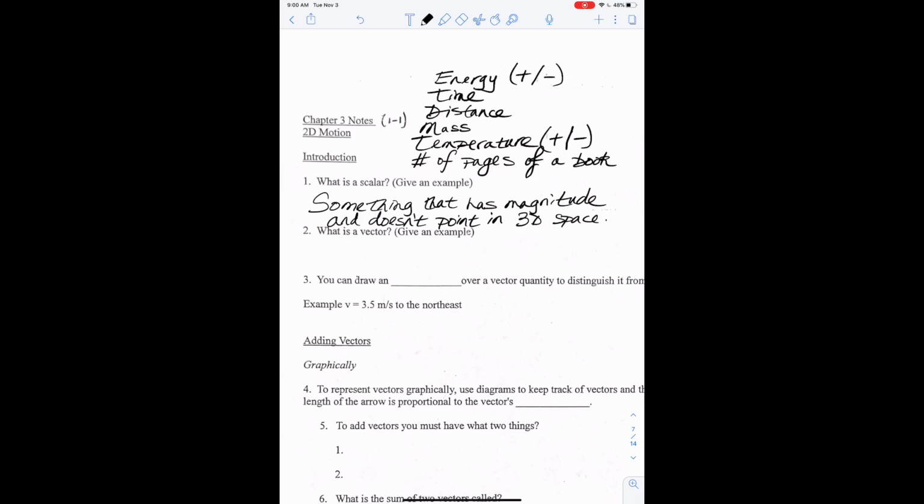And I think sometimes students think, well, that's what makes it a vector, if it can be negative, and that's not necessarily true. So vectors can be positive or negative. That is true. I'll write that right here. But when we say that, the sign indicates direction.